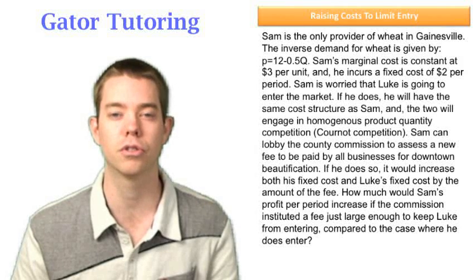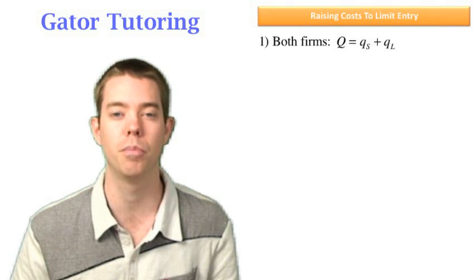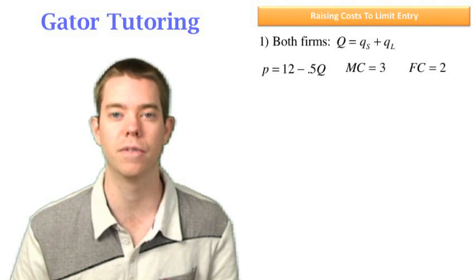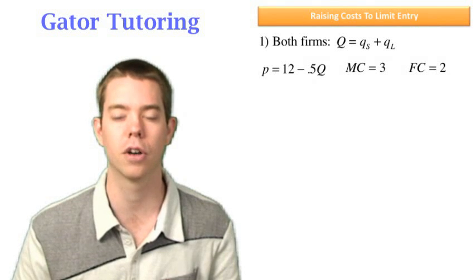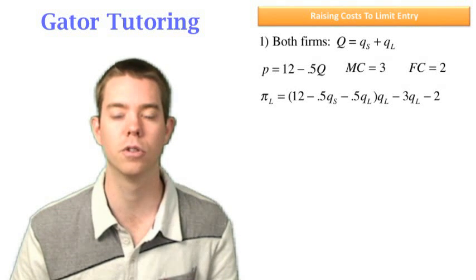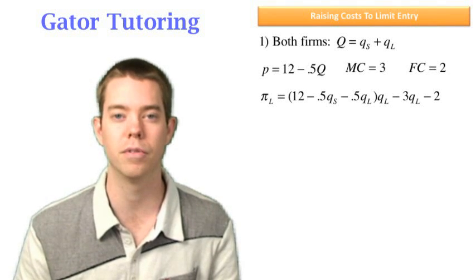So we're going to be comparing two scenarios. Scenario 1 is with both firms, so Luke is entered. So we know big Q is equal to QS plus QL. We know that both of their inverse demands are 12 minus 0.5Q, marginal cost is 3, and fixed cost is 2. So we can write Luke's profit, which we know is Sam's profit as well, but we just have to work from one of these guys' point of view.